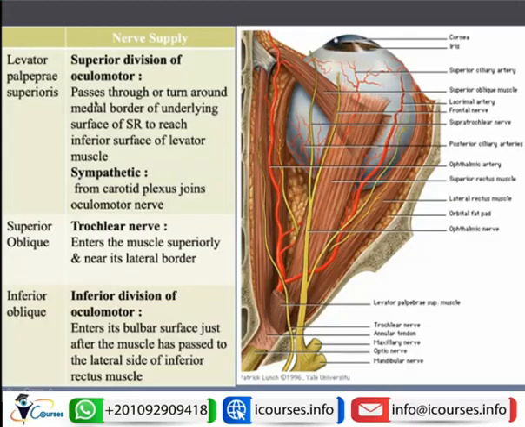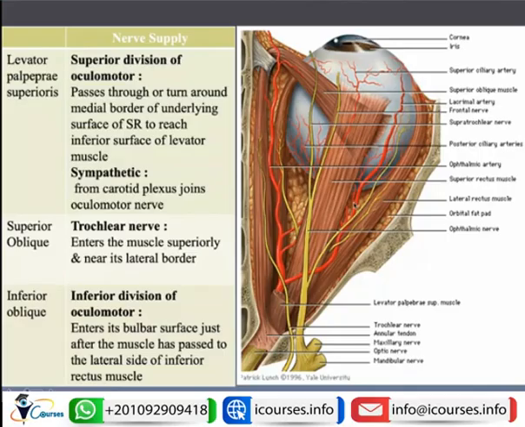This is not the only nerve supply to the levator, because the levator has an important part which is called the Muller muscle, and this Muller muscle takes sympathetic innervation from the carotid plexus. So the Muller muscle, or the superior tarsal muscle, is a sympathetically innervated muscle. Then we have the trochlear nerve. The trochlear nerve is the nerve concerned with the superior oblique muscle. So here is the trochlear nerve. This nerve is specifically made for the superior oblique muscle.